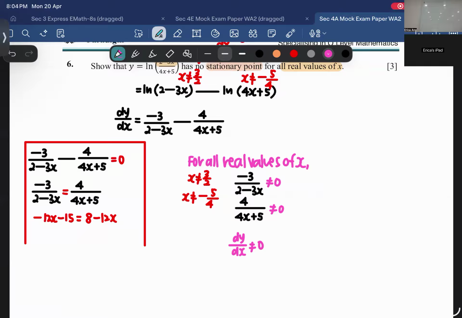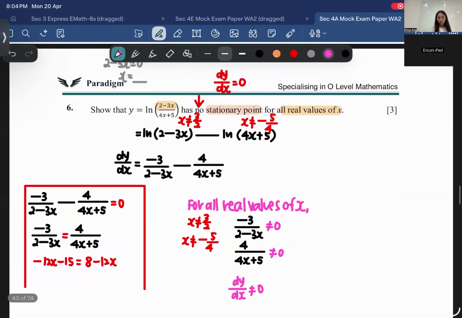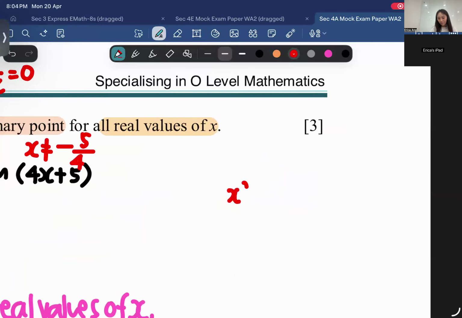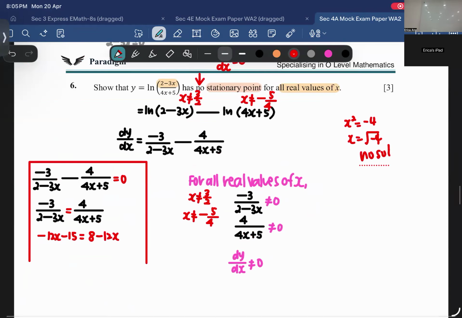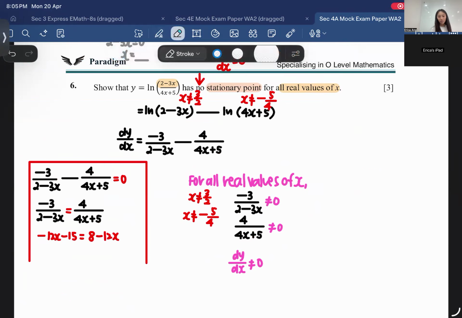So if you really cannot remember this in the exam, no choice, you just do this, you probably lose 1 mark. But you understand the logic, right? Because they say no stationary point, so I try to show that it cannot be an x value. By right in mathematics, what's the meaning of no solution? No solution means like this: x squared equals -4. Can you square root -4 or not? That means this is no solution. Not like this, not 'no x'. You know what I'm trying to say?